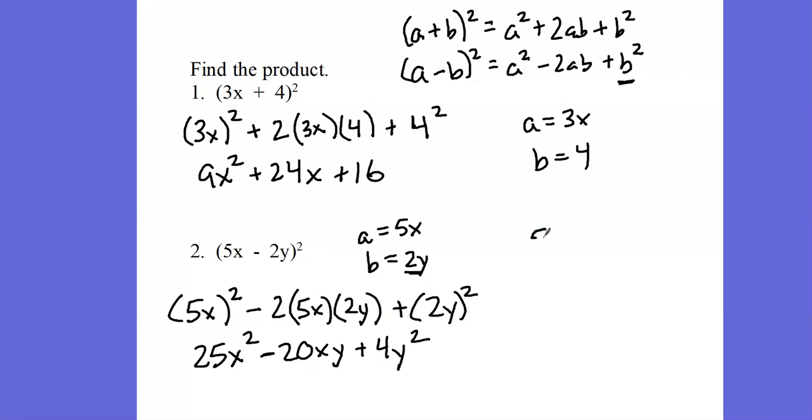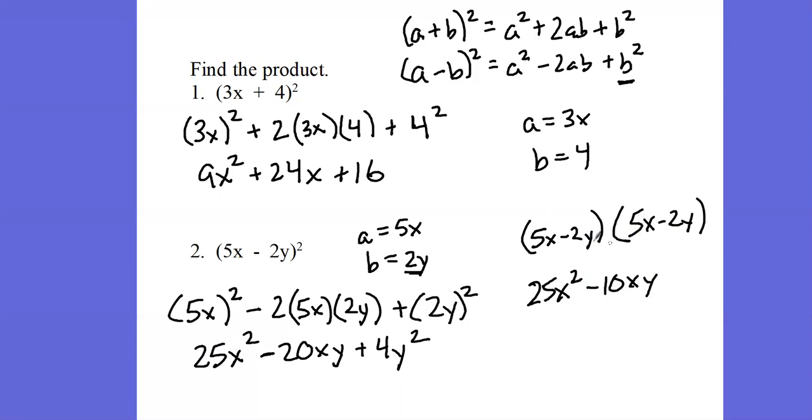Let's do this the old way real quick here just to show that this was legitimate. So if I have the quantity of 5x minus 2y squared, it's 5x minus 2y times 5x minus 2y. Let's FOIL this thing. 5x times 5x, 25x squared. 5x times negative 2y would be minus 10xy. Negative 2y times positive 5x, minus 10xy. Negative 2y times negative 2y is plus 4y squared.